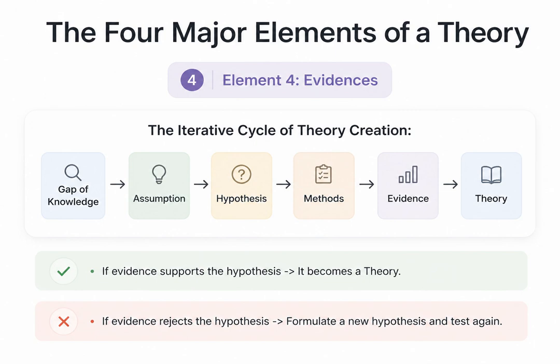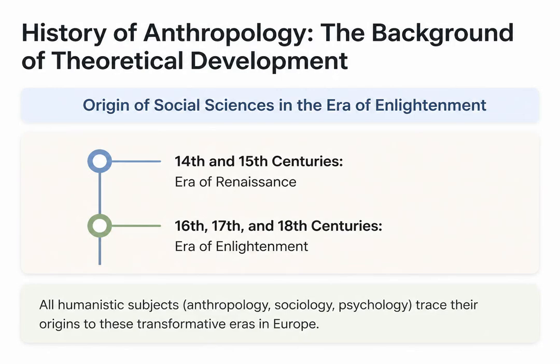If the evidence does not support it, you don't just give up. You reject that hypothesis, formulate a new one, and start the testing cycle over again. This iterative cycle is the engine of all social science research. To truly understand anthropological theories, we must look at the history of anthropology itself.